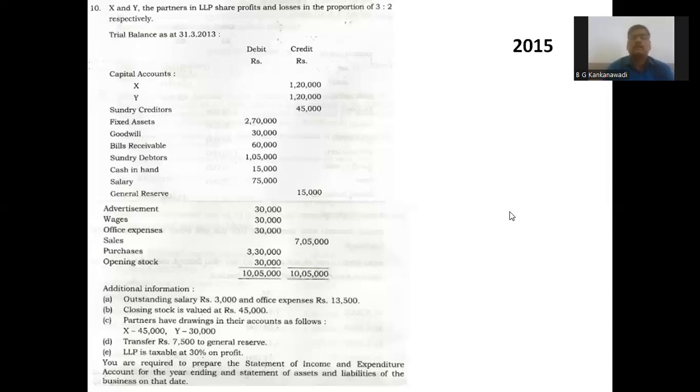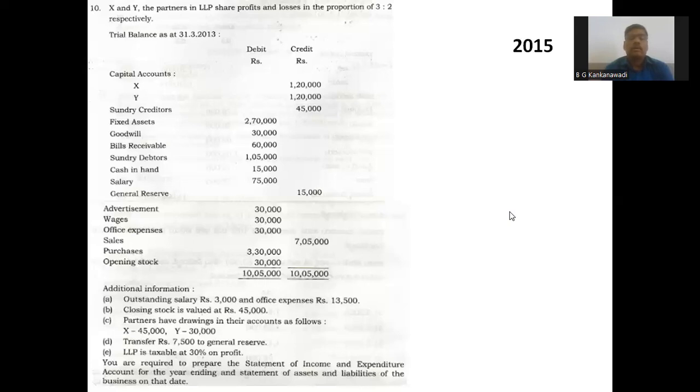Salary is the item coming under income and expenditure statement under the head personnel expense. General reserve goes to balance sheet under the head reserve and surplus.